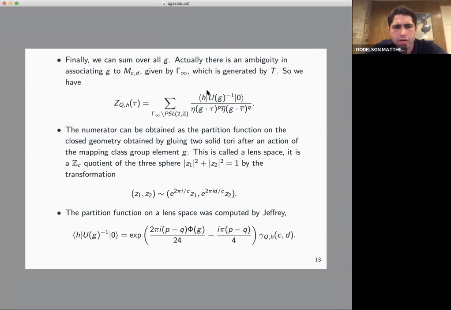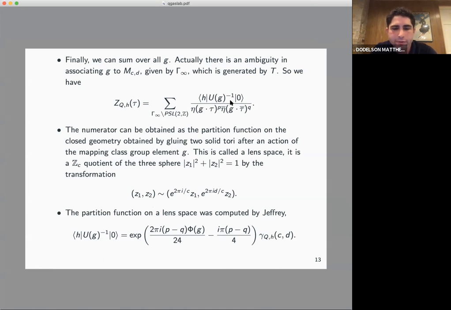So now we want to understand the numerator a little bit. The numerator can be obtained by taking a solid torus corresponding to the state 0, acting with a group element G, and then gluing to another solid torus with a Wilson line inserted. And so this closed geometry that you form by gluing these two solid tori is called a lens space, and it's a quotient of the 3-sphere by this transformation on the space.